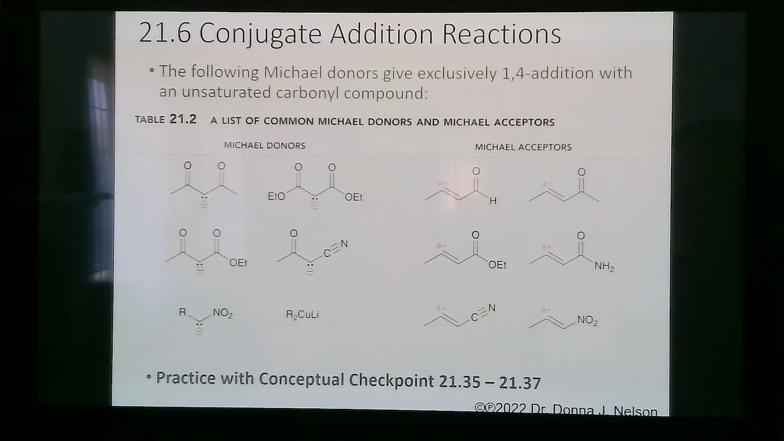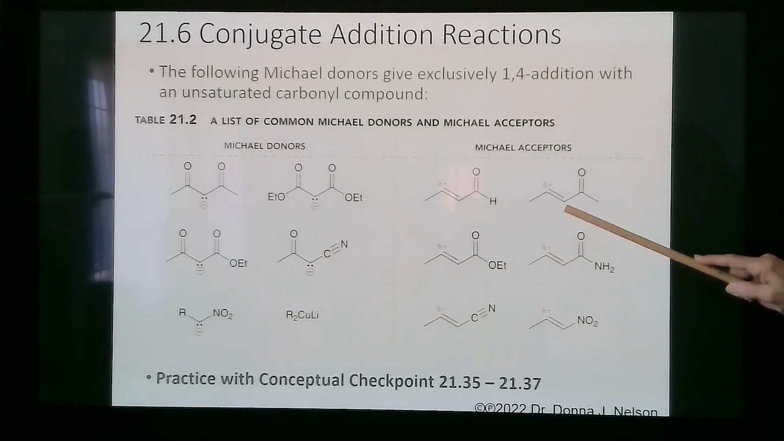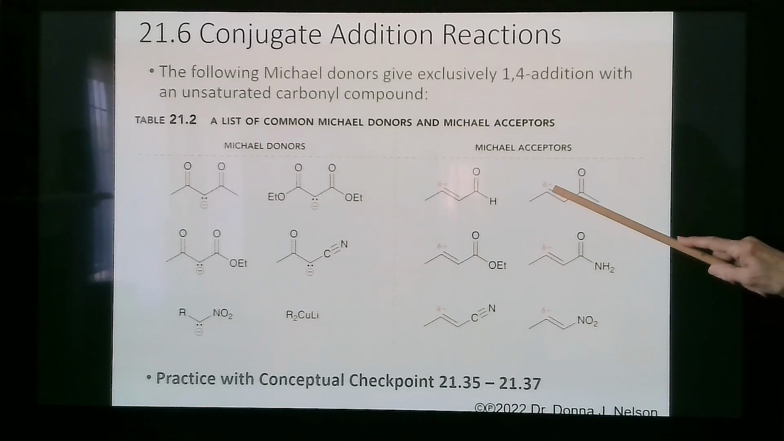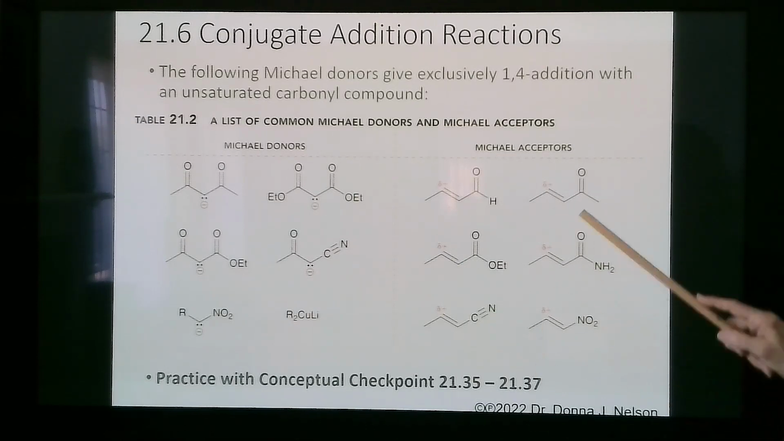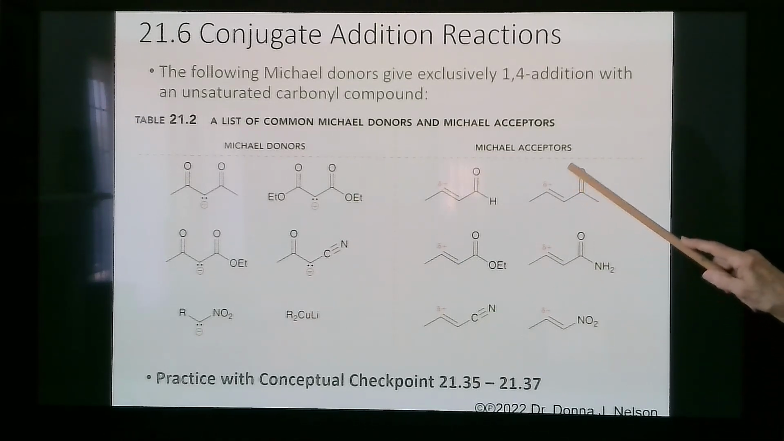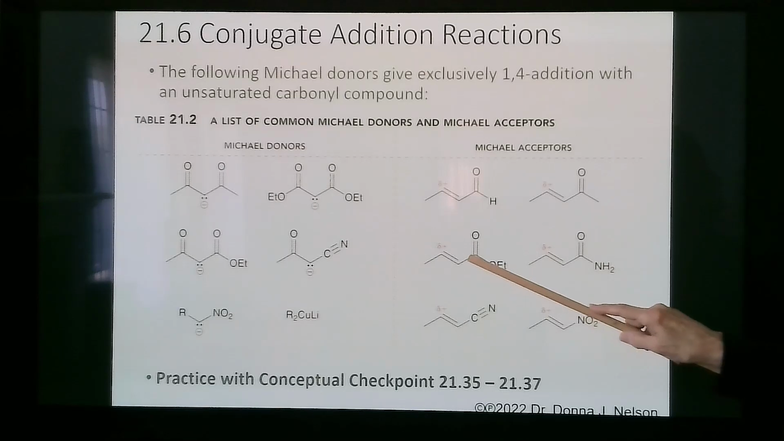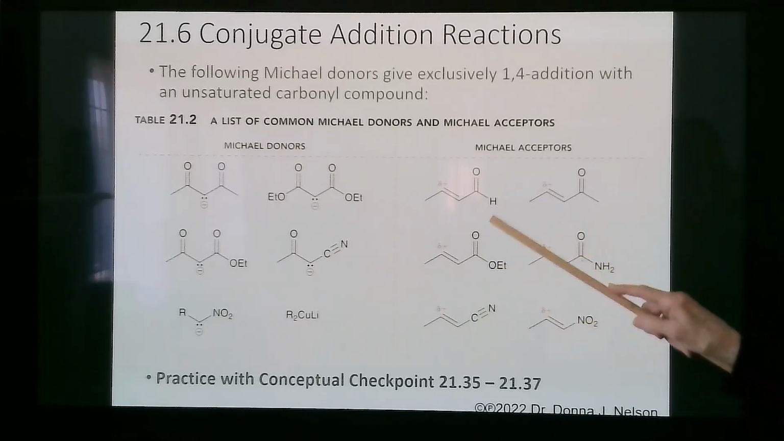And so let's look at some commonalities in each of these lists. So first let's look at the Michael acceptors. Over here you can see this is an alpha-beta unsaturated compound. And so this is alpha-beta unsaturated carbonyl in 4 of the positions.